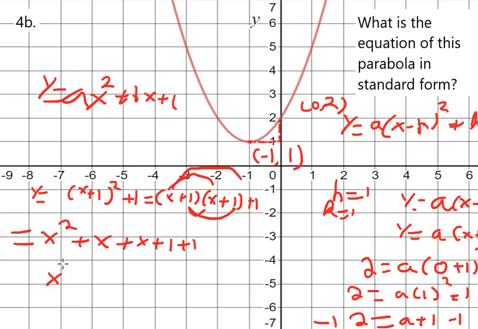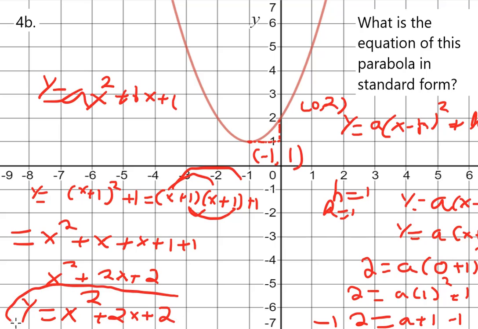This will become x squared plus 2x plus 2. And of course, it's an equation, so I still have my y. y equals x squared plus 2x plus 2 is my answer in standard form.